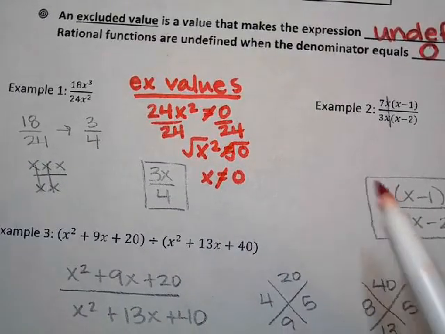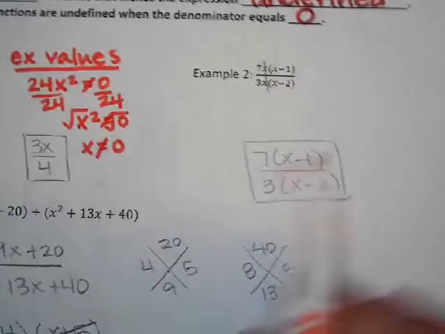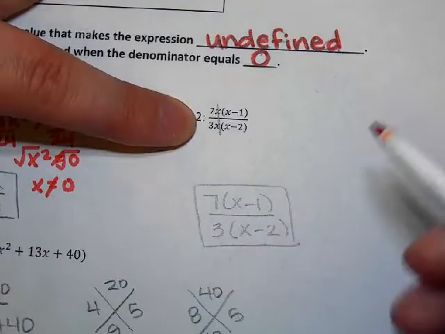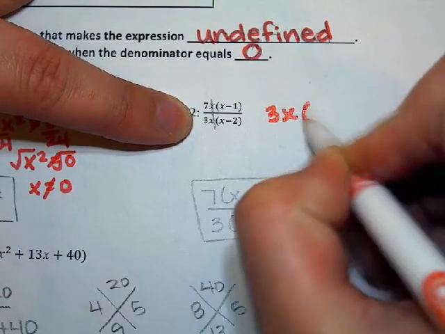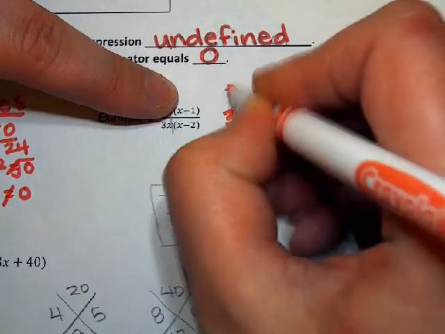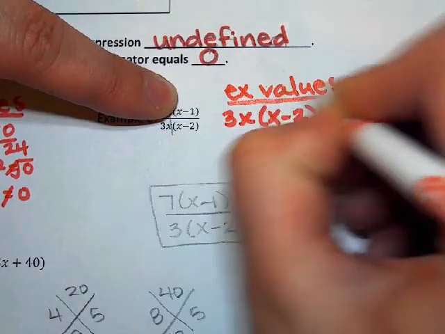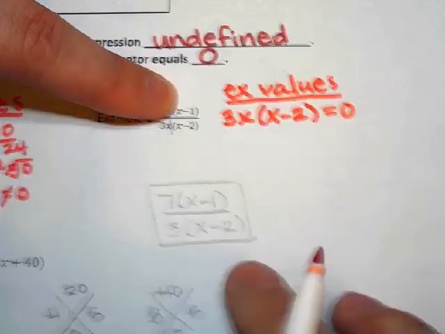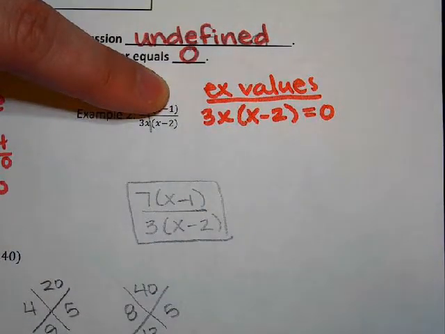So here, if we want to know what the excluded values are, we take the bottom, we say 3x times (x minus 2). So we're going to write our excluded values, and we're going to set it equal to 0. And this one, because it's in factored form, the excluded values are a little bit easier to find. So we're going to have 2 of them. We're going to have an excluded value for this, and we're going to have an excluded value for this.